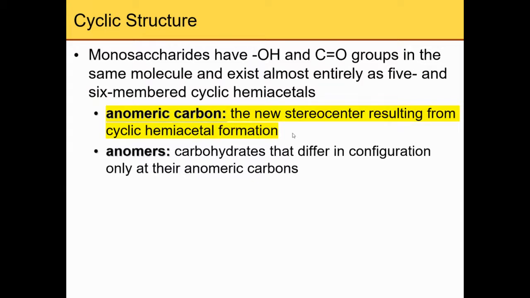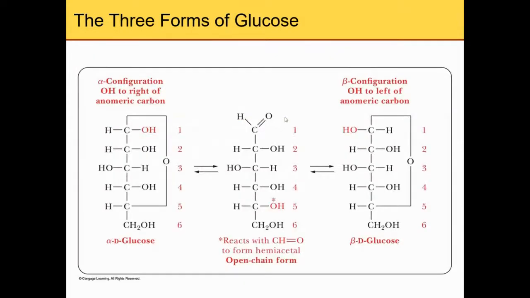So the monosaccharide has the hydroxy group and the carbonyl group in the same molecule and exists almost entirely as 5 and 6-member cyclic hemiacetals. And then the anomeric carbon is the new stereocenter resulting from the cyclic hemiacetal formation. So this is alpha D glucose, right? Alpha D glucose here. Originally the hydroxy group is here, right? And this up, it's a D.